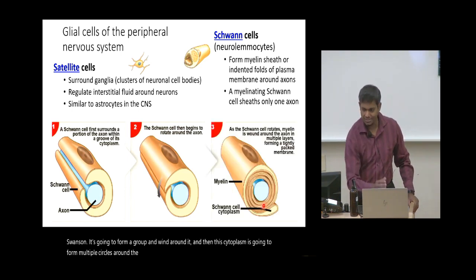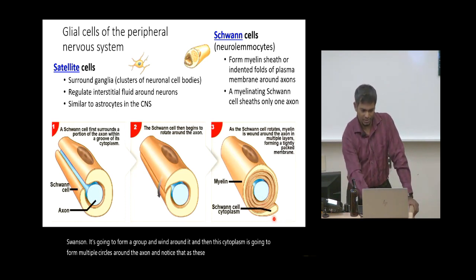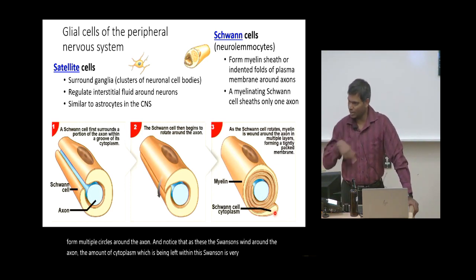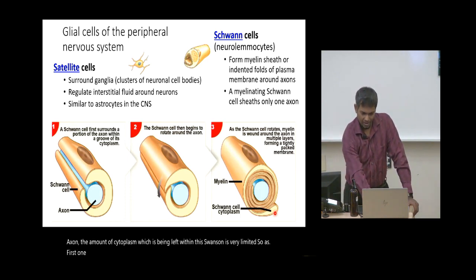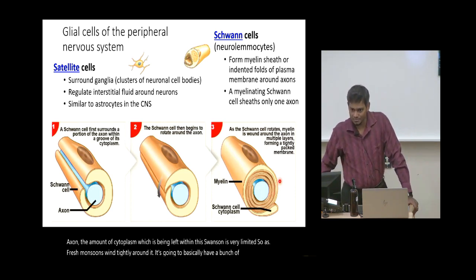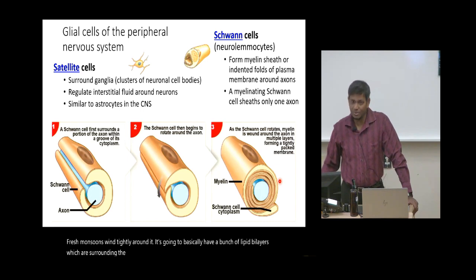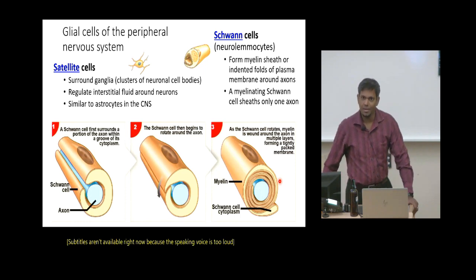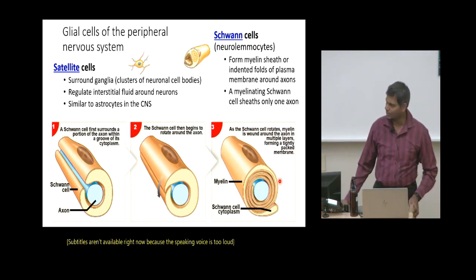Notice that as the Schwann cell winds around the axon, the amount of cytoplasm left within this Schwann cell is very limited. So as the Schwann cell winds tightly around it, it basically has a bunch of lipid bilayers surrounding the axon. These lipid bilayers form an insulating material around the axon, and that's part of the reason why nerve impulses can move pretty quickly when the axon is myelinated. We'll talk about this mechanism on Monday.